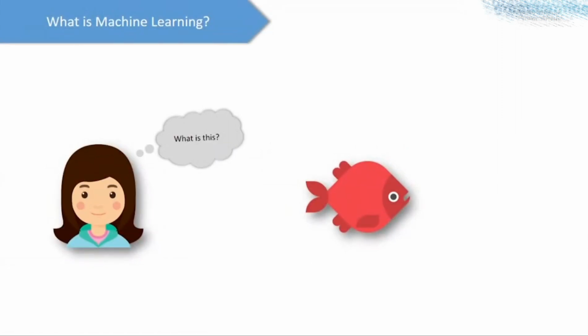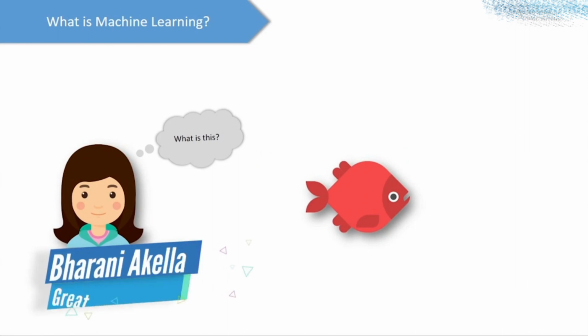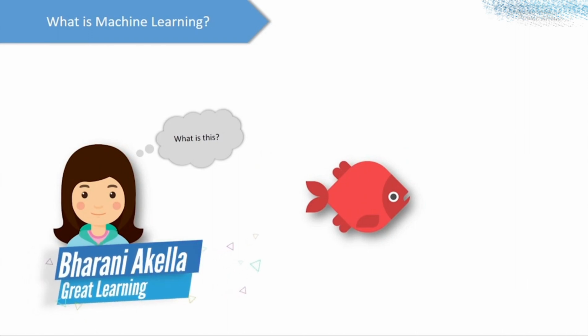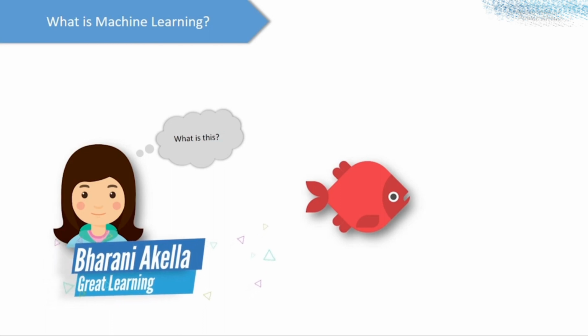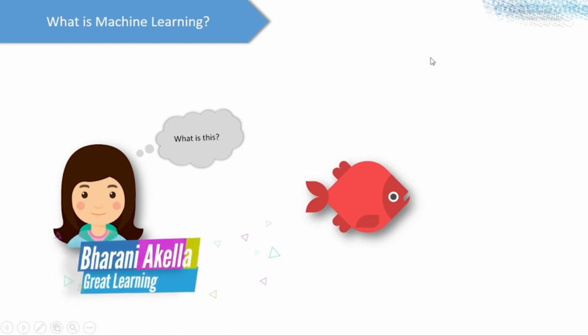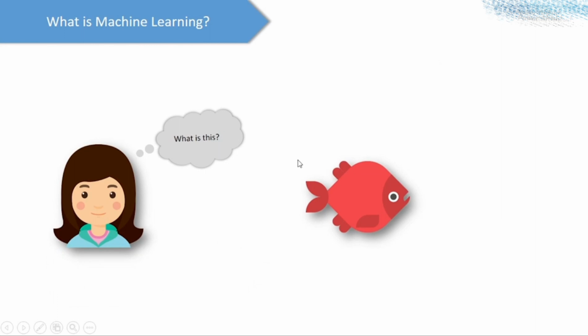So now that all of this is clear, let's head on to the most important part in the data science life cycle, which is machine learning. To understand machine learning, let's go through this simple example over here. So what do you actually see in this slide?